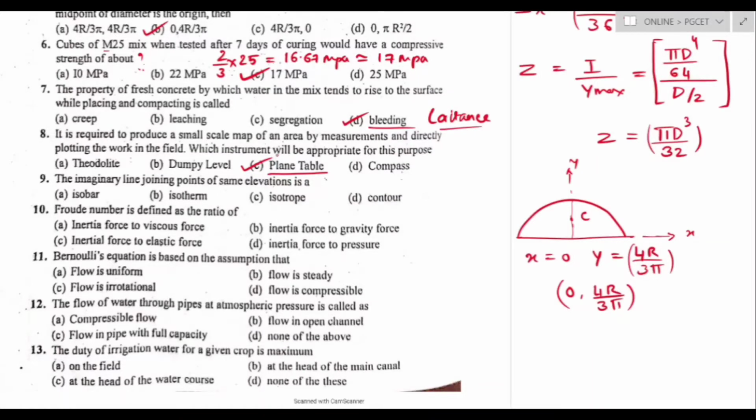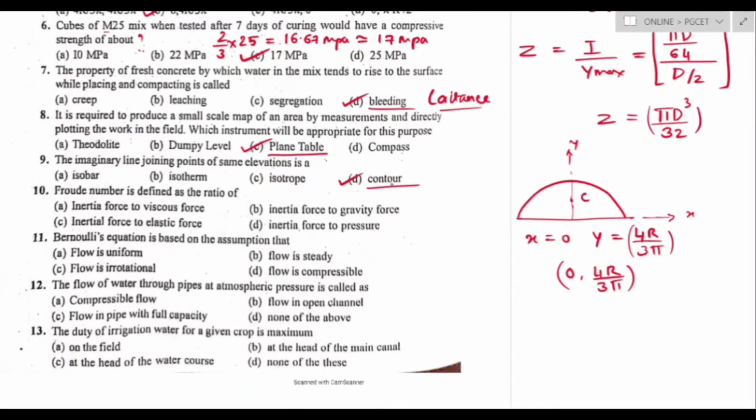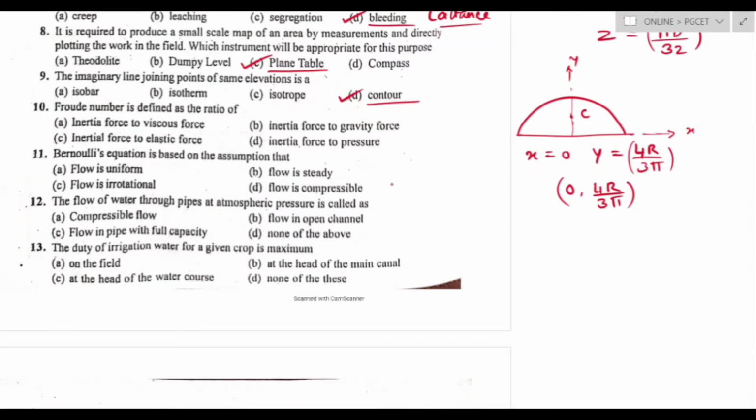Question number 9. The imaginary line joining the points of same elevation is contour line. Option D is the right answer. Question number 10. Froude number is defined as the ratio of inertia force to gravity force. Option B is the right answer.